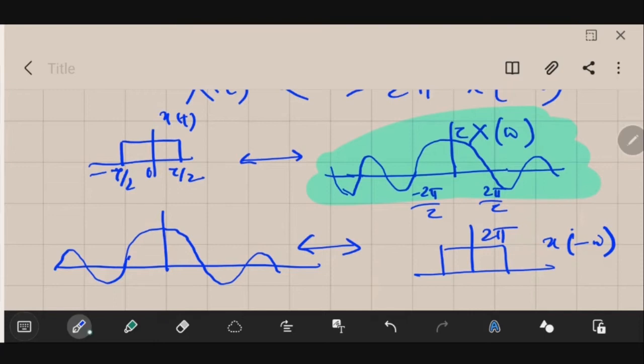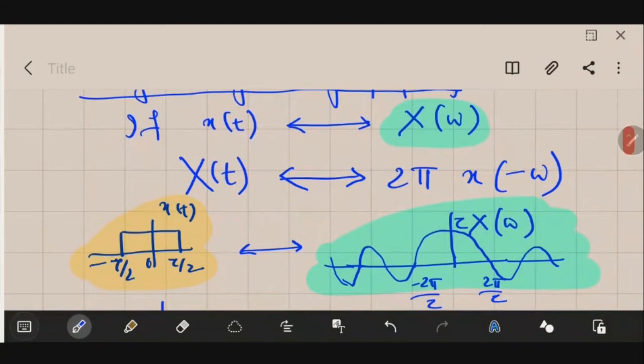So whatever this signal is there, let me just show you in a different color. Whatever this signal is there, you have to just find the mirror image of it, the replica of it, and this will be from minus tau by 2 to again tau by 2. So in this way, if your signal x of t is there and its Fourier transform is capital X of omega, and you want to find out the Fourier transform of capital X of t, then it will be only 2 pi times x of minus omega.